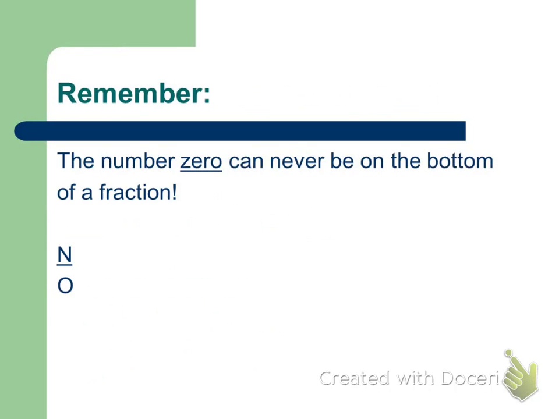But there's something important we have to remember. The number 0 can never be on the bottom of a fraction. So how I was taught it when I was your age, or in high school, was to remember NO, no, and also OK. It's okay for 0 to be on the top. It is not okay. It's a big no for 0 to be in the denominator. Okay, so you might want to write down that little helpful hint to help you remember that.